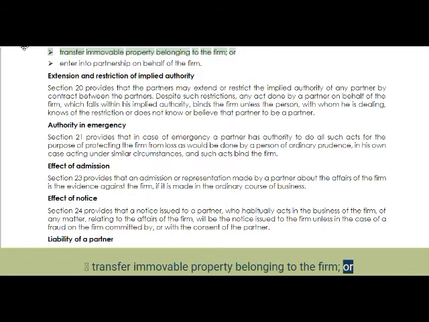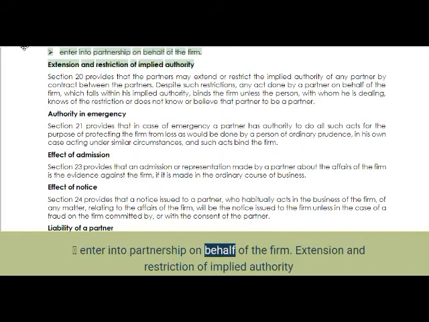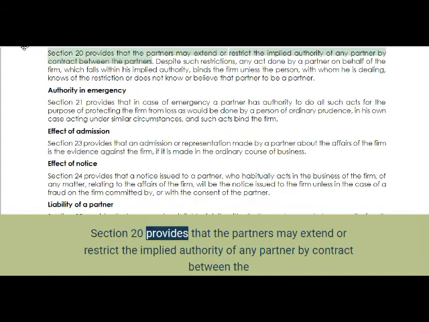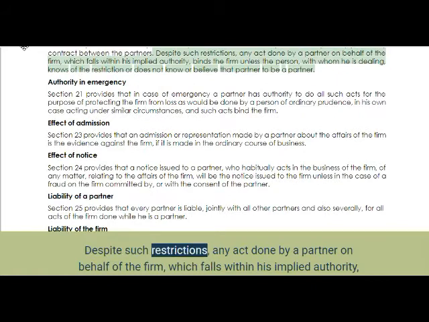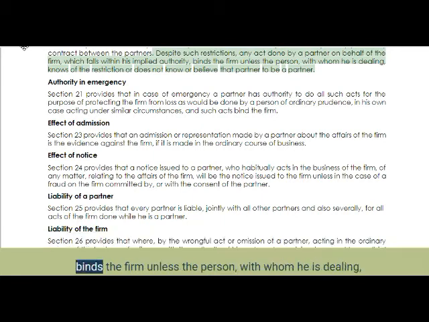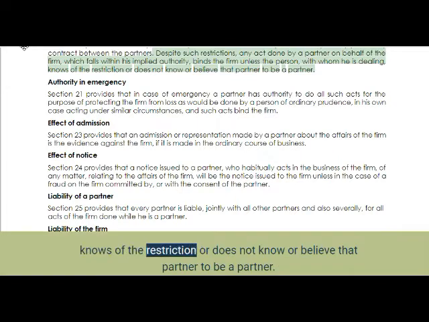Rights and duties of partners. Section 17 of the Act provides for the rights and duties of partners, subject to the contract between the partners. Where a change occurs in the constitution of a firm, the mutual rights and duties of the partners in the reconstituted firm remain the same as they were immediately before the change, as far as may be.